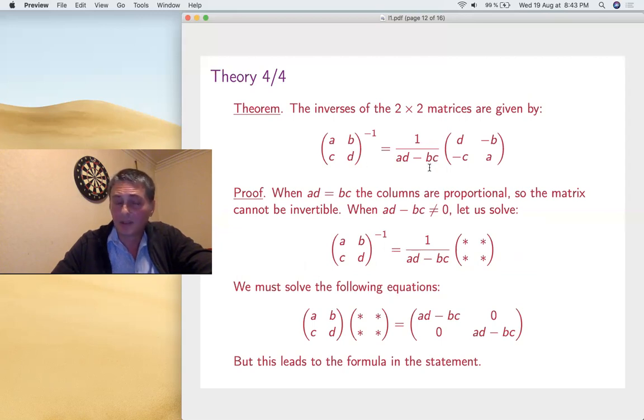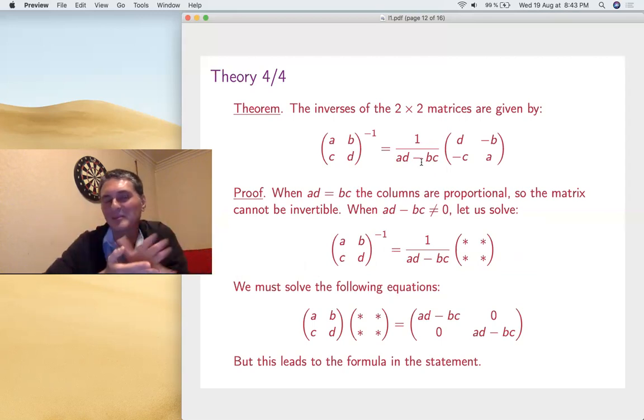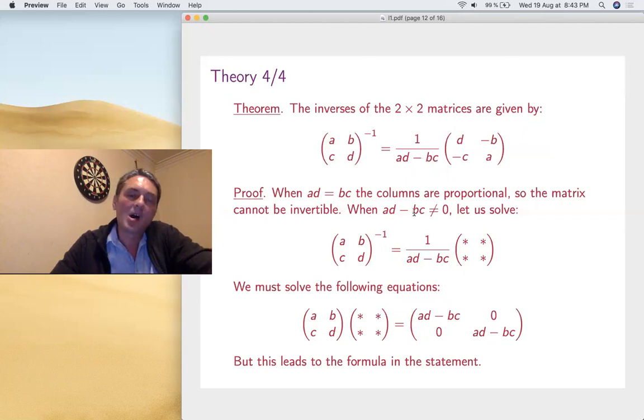So how to prove this? If you ever forget the formula, the proof is very simple, in your head. So when AD minus BC is 0, it won't work because the columns are proportional. Now, if it's not 0, the trick is to look for a formula of the inverse of this type. Which means I have to take my matrix with the stars here, multiply by ABCD, and I should get AD minus BC times the identity.